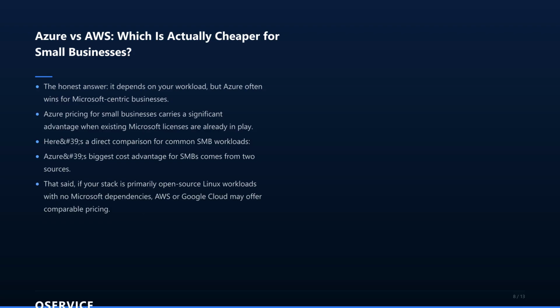The comparison isn't always one-sided. For a more detailed breakdown across all 3 major providers, Azure versus AWS versus Google Cloud, Best Pick for SMBs walks through pricing, support, and ecosystem fit for common SMB scenarios.